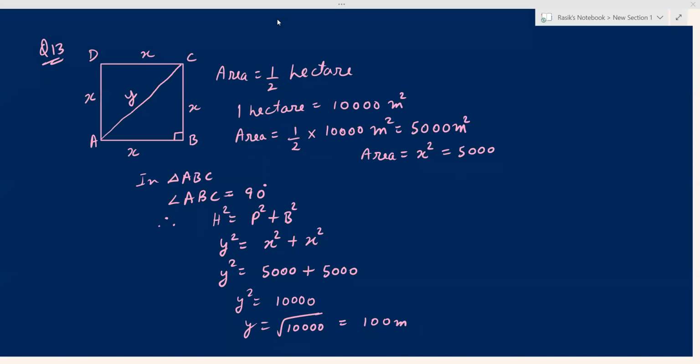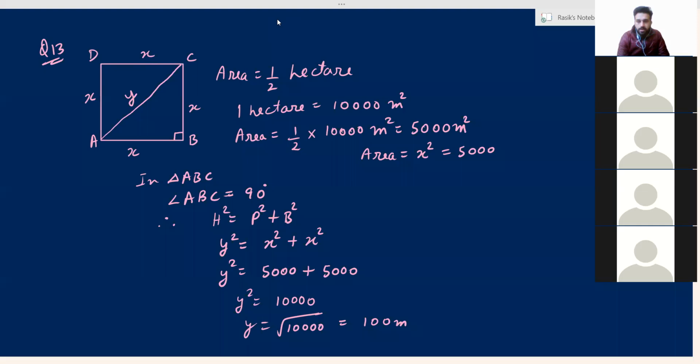Sir, the area is equal to 5,000 meters. So the area of the square is equal to 5,000 meters square. Yes, sir. So, sir, in triangle ABC, why are we adding 5,000 two times?